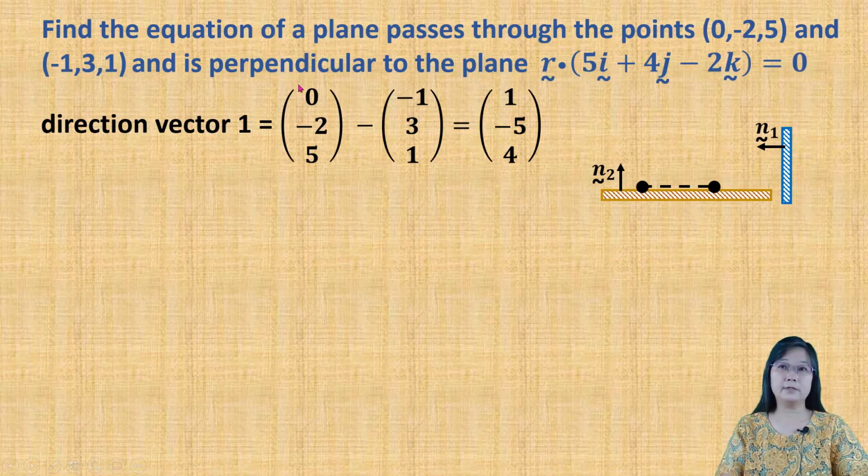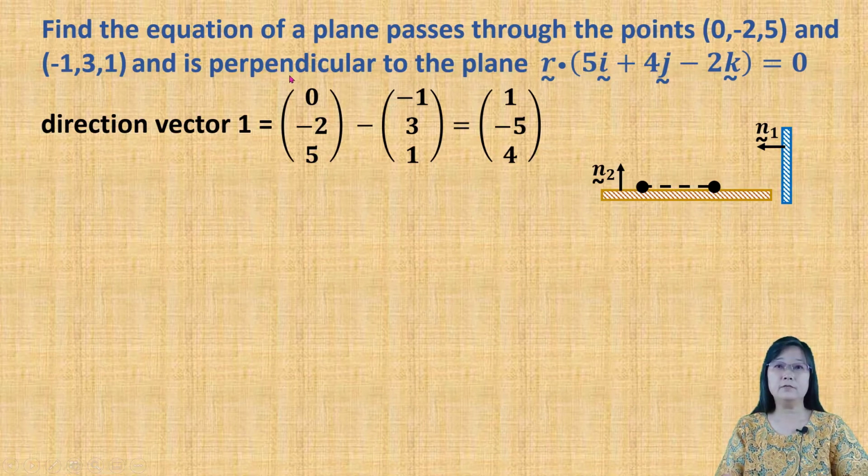So here I use the position vector of 0, -2, 5 minus the position vector of -1, 3, 1. Then I'll get the direction vector. So this is the first direction vector. Now I'm going to find the second direction vector.